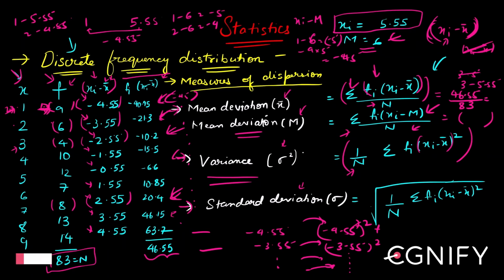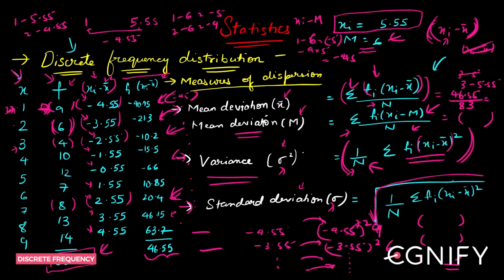The first frequency is 9, so you'll multiply this with 9. The second frequency is 6, you'll multiply with 6. Then you'll finally get a table of fi into xi minus x bar whole square. You'll add those values up, take the final thing from the bottom and divide that by capital N, that is your 83. So that will give you the answer for variance. And when you take the square root of the variance, because variance is sigma square, standard deviation is sigma. When you take the square root of the value that you get from variance, you get standard deviation.